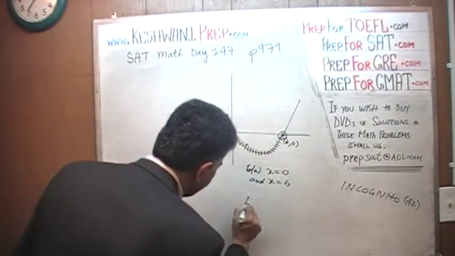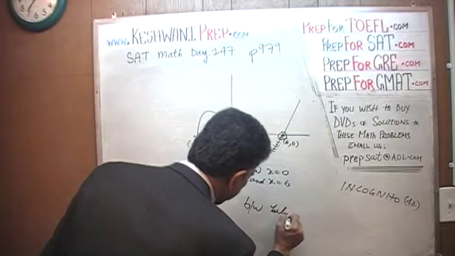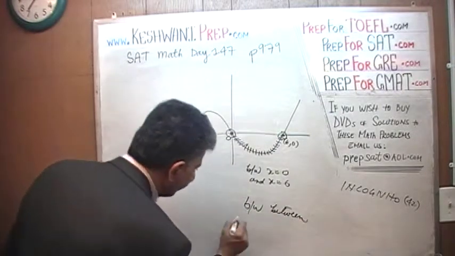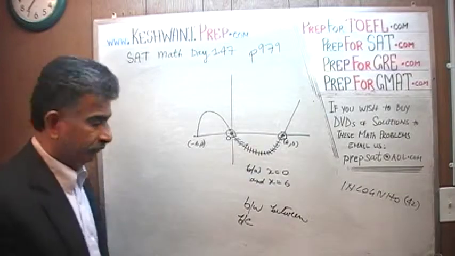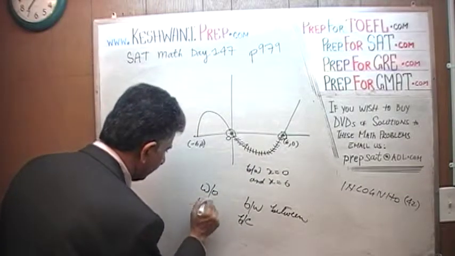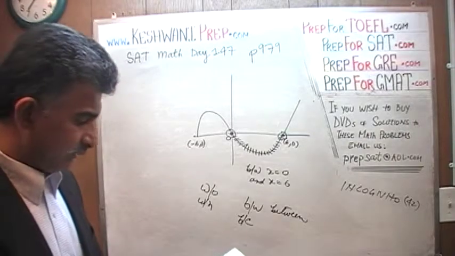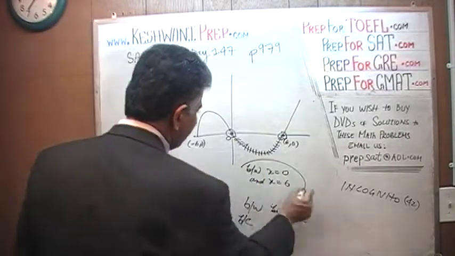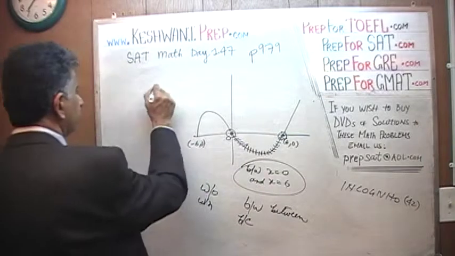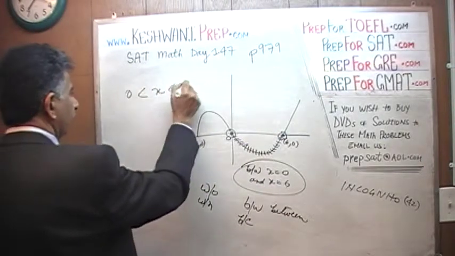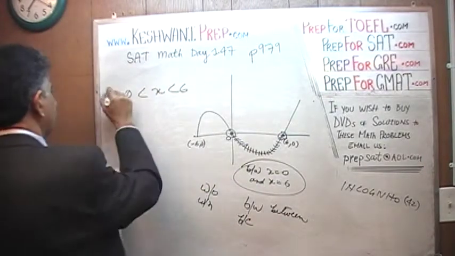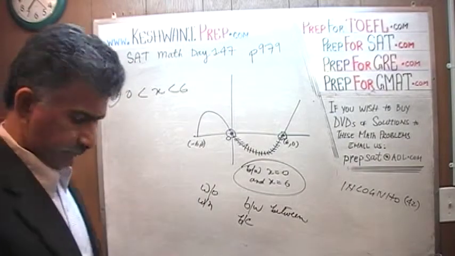This, by the way, is the symbol for between. So it's between 0 and 6. That's it. That's your answer. Between x equal to 0 and x equal to 6, which is between 0 and 6. And that's your answer, choice B. Well, there was nothing to it.